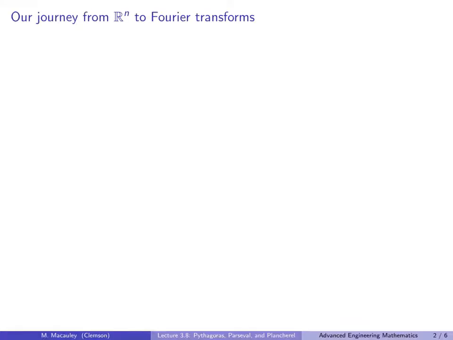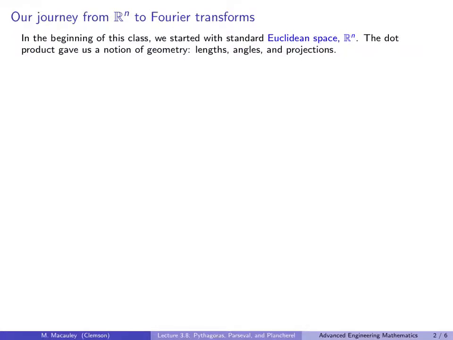Let's take a few moments to summarize our journey from Rn, in the first few lectures, to Fourier transforms, where we are now. In the beginning of this class, we started with standard Euclidean space, Rn. The dot product gave us a notion of geometry. We got lengths, angles, and projections. Our favorite orthonormal basis was the standard unit basis vectors e1 up to en, though any orthonormal basis is really just as good.